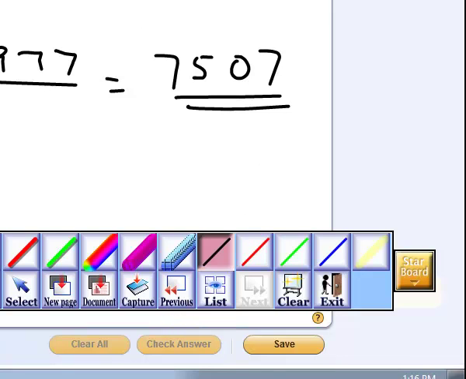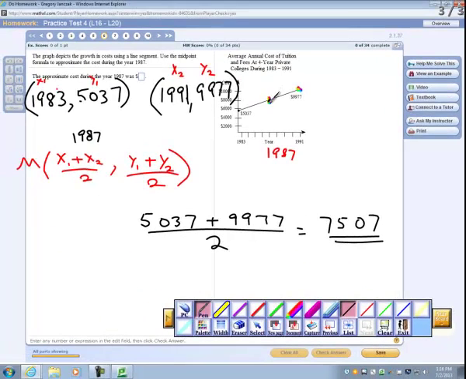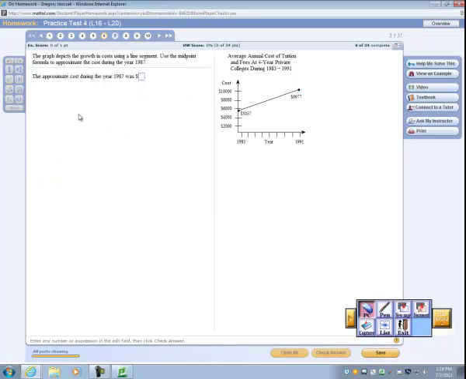Okay, so at this point right here, that's an estimated cost based on this graph, which, all things being the same, should be pretty close to the actual figure, whatever that is. All right, any questions with that?